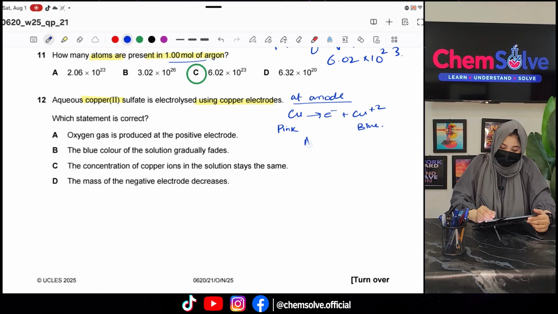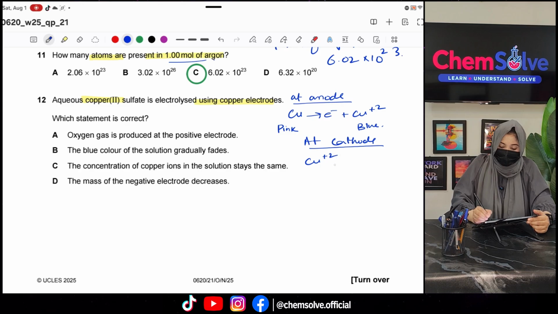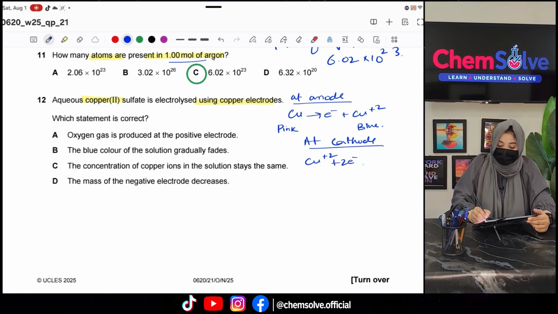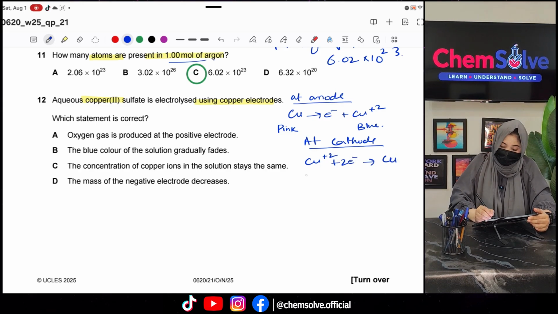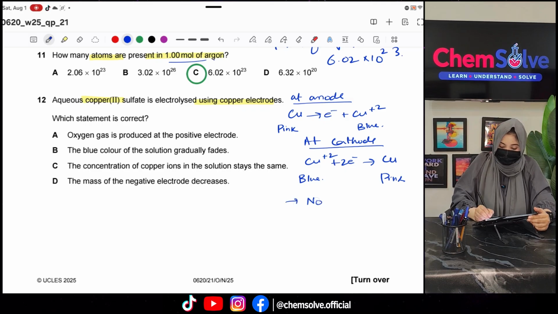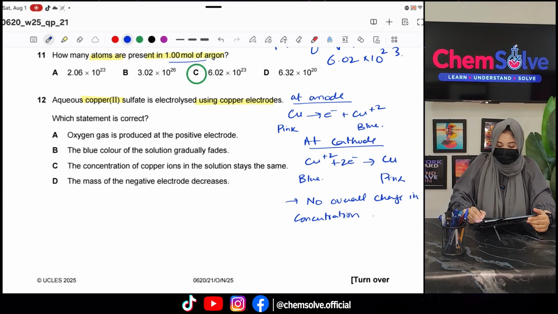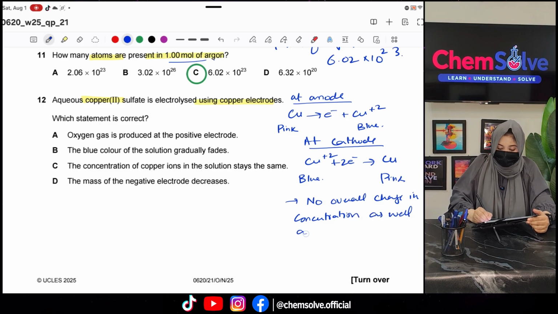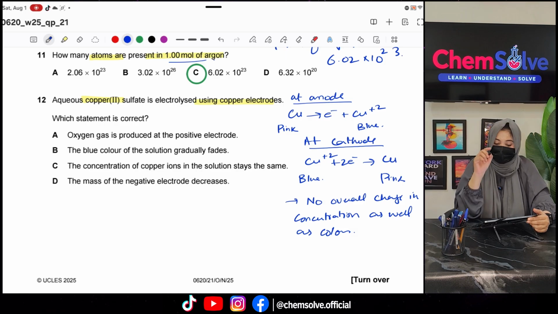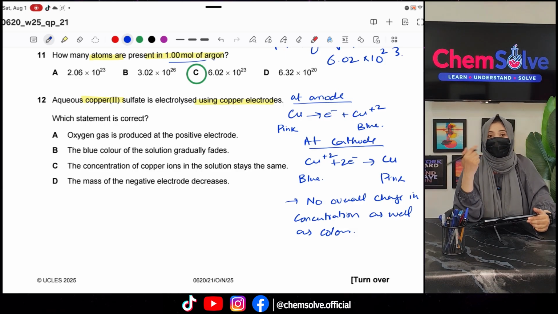Okay, and what happens at the cathode? Copper positive 2 ions move there, they gain electrons, they get reduced and they form copper. So blue color changes into pink again. It means there is no overall change in concentration as well as color, because both reactions are opposite to each other.